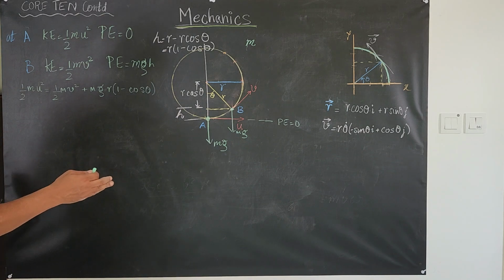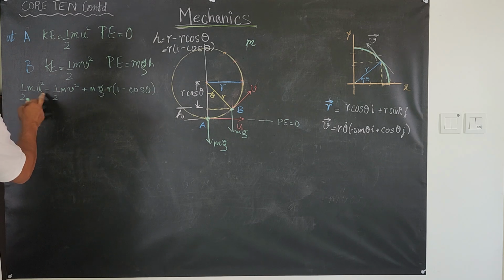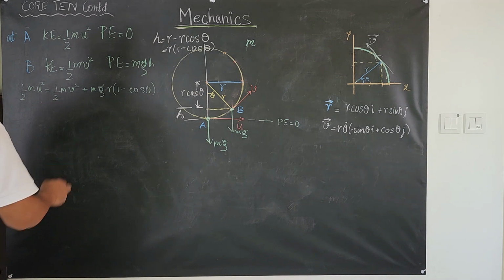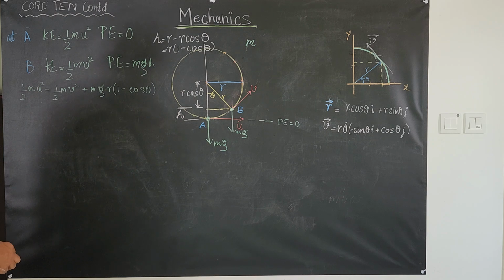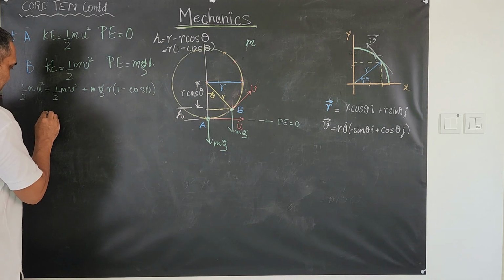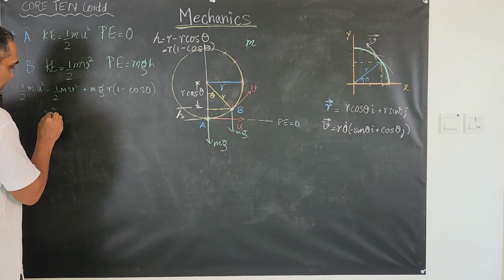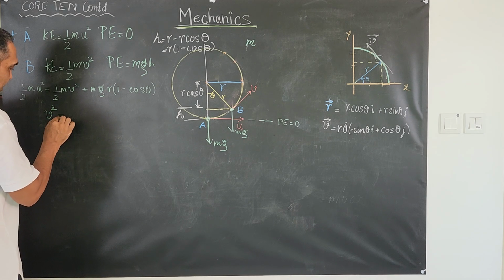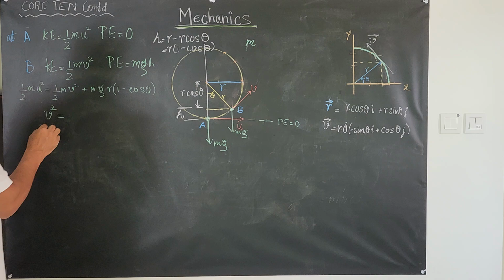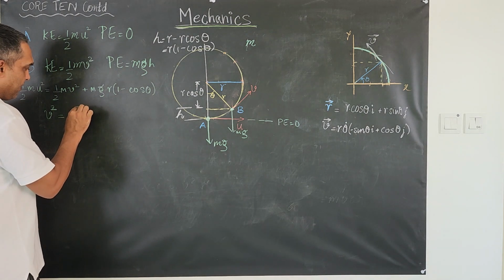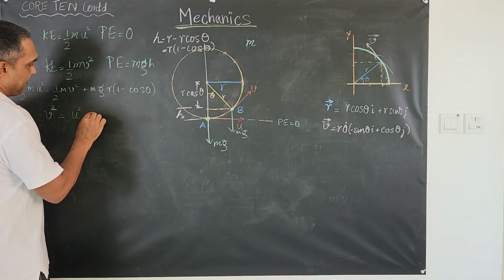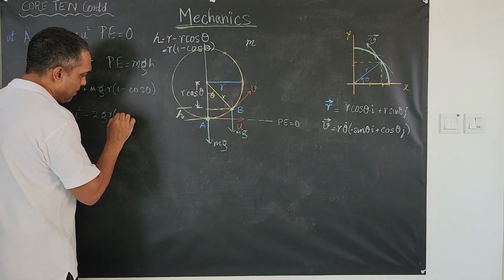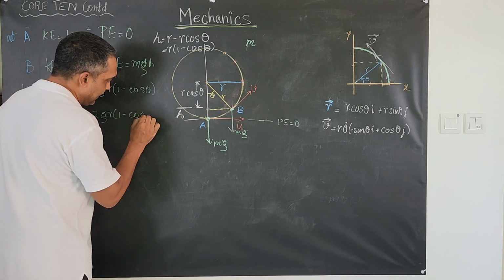If I rearrange this a little bit, I think I can take the mass out of all of them. I can probably eliminate the 1/2 and get the 2 here. I can actually write this equation as, velocity squared at any time during the motion, velocity squared is equal to initial velocity squared minus 2 times g r 1 minus cosine of theta.